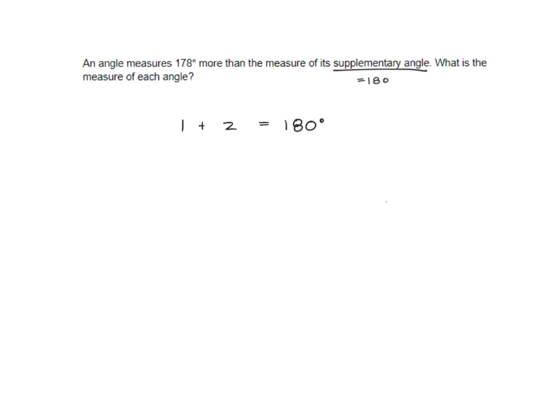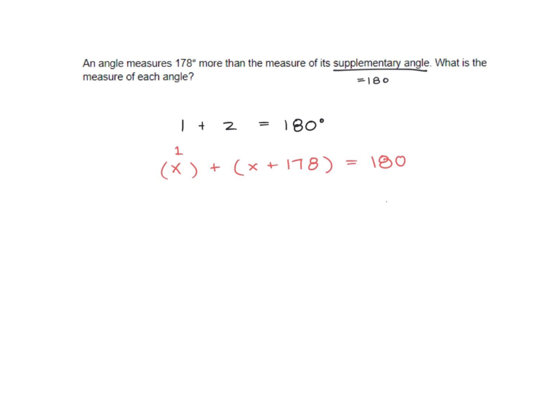And it says an angle measures 178 more than the measure of its supplementary angle. I do not know the measure of my supplementary angle. Call it x. Let's start from scratch. And so this is my angle 1 here. But I do know that the other angle is 178 more than the measure of its supplementary angle. So we could say that's x plus 178, and we say that's equal to 180.